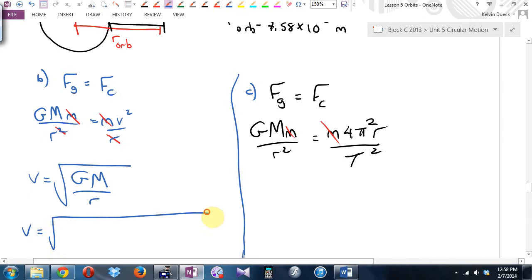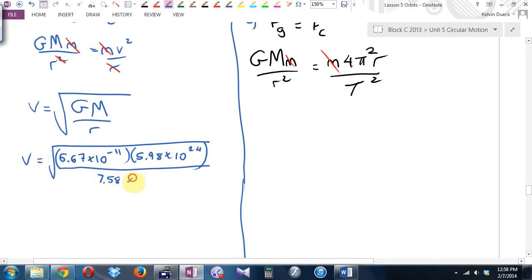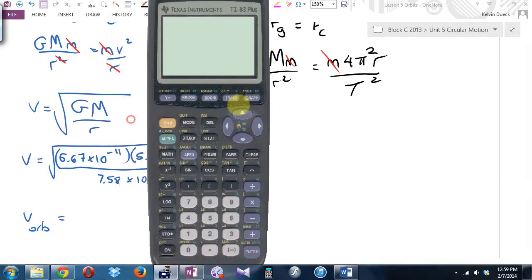It's going to be the square root of 6.67 times 10 to the negative 11. Mass of the Earth, unless I say different, assume it's the mass of the Earth, unless the question specifically mentions a different planet or astronomical body, divided by, what was the orbital radius? It was 7.58 times 10 to the 6th. What do you get? I know it's going to be less than 8,000.